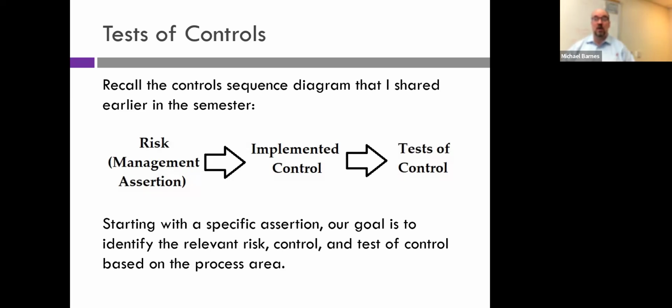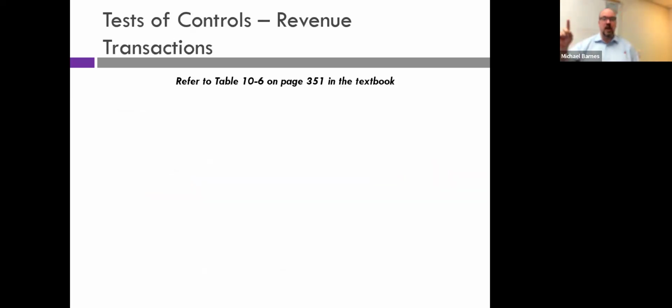If you do not do so, the exam is going to be a rough time for you, okay? But we'll get to that in a little bit more detail about what it is I'm looking for. So let's go ahead and look at an example here, all right? This is the first one, our first table. This is table 10-6 on page 351 in the textbook. This has to do with test controls specifically related to revenue transactions.